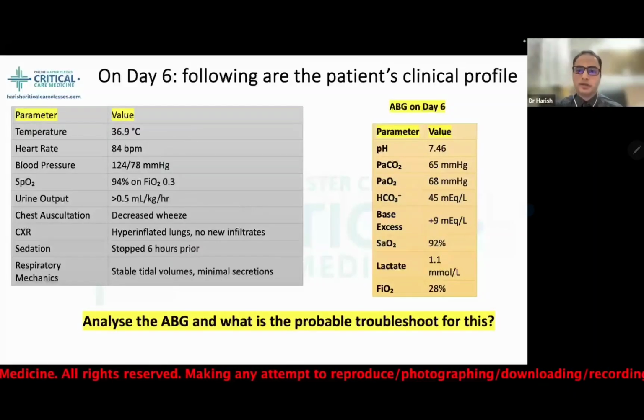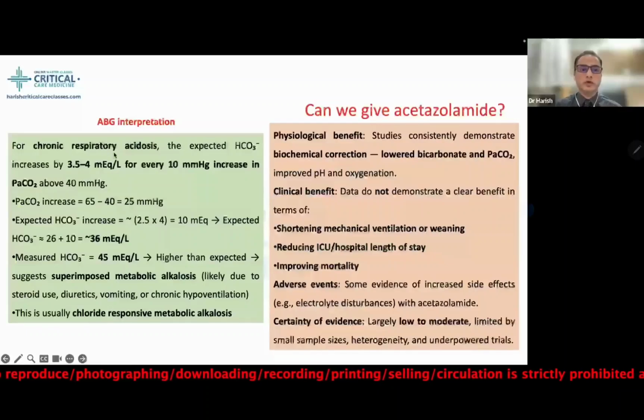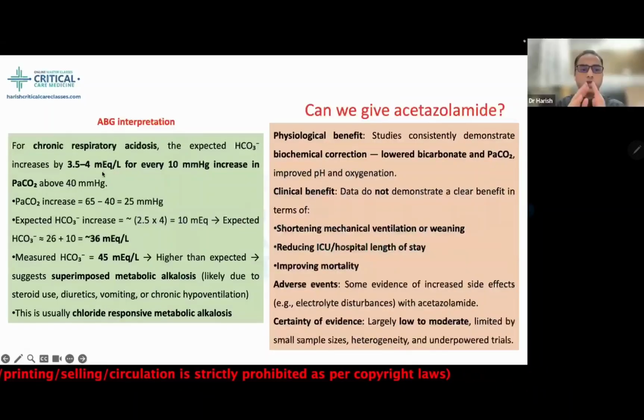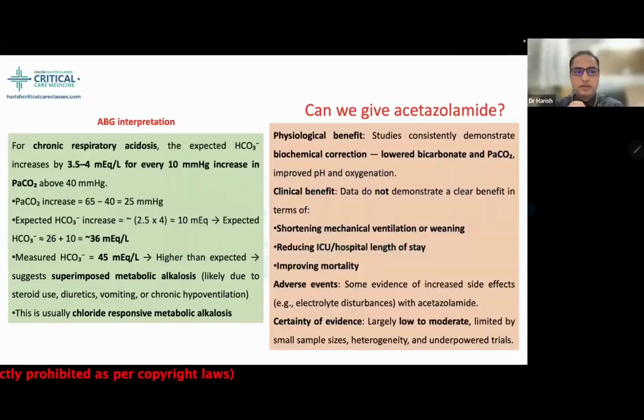Even though it has a limitation, it has a compromised pH which is toward the alkalotic side. So this ABG is chronic respiratory acidosis. The expected bicarb increase is 3.5 to 4 milliequivalent per liter for every 10 mmHg increase in PCO2 above 40. So PCO2 increase is 65 minus 40, 25 mmHg. So expected bicarb is around 36, but measured is around 45 in our ABG.